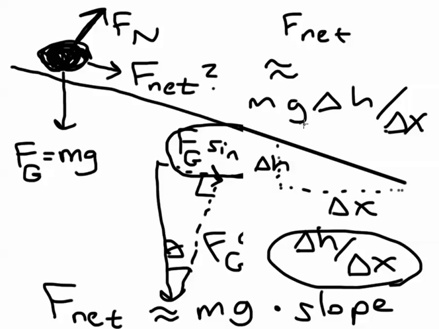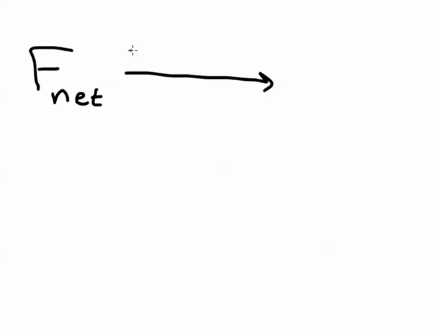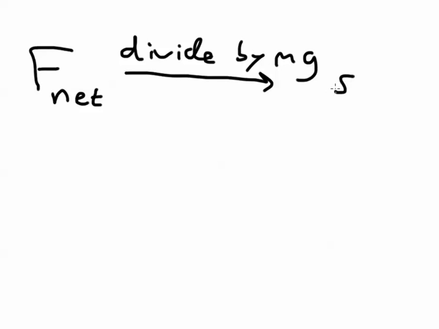You know that for a steep hill, the ball is probably pulled down by a stronger force, so it makes sense for F net to become smaller when the hill is less steeply sloped. So what is the relationship between F net and the slope? One way of writing it is that when I divide F net by mg, I get the slope, which is delta h over delta x. Another way of saying that is when I multiply the slope by mg, I get F net.